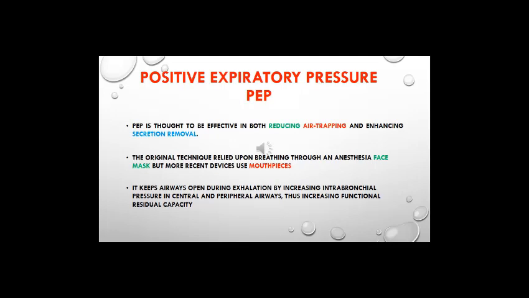Positive expiratory pressure, PEP, is thought to be effective in both reducing air trapping and enhancing secretion removal. The original technique relied upon breathing through an anesthesia face mask, but more recent devices use mouthpieces. It keeps airways open during exhalation by increasing intrabronchial pressure in central and peripheral airways, thus increasing functional residual capacity. This diagram demonstrates a positive expiratory pressure.